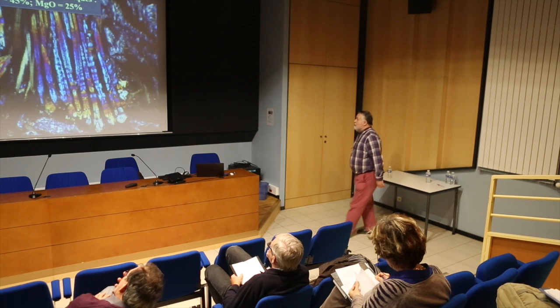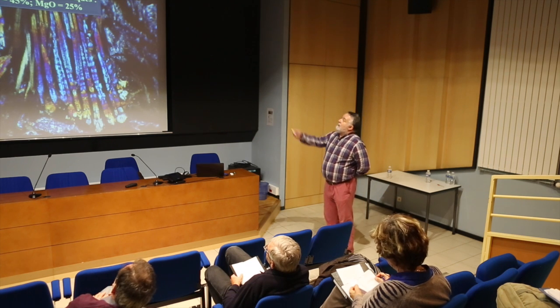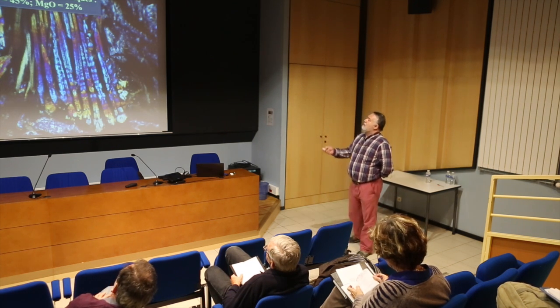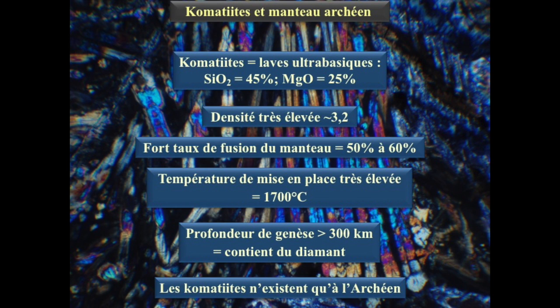Oh, okay. Sorry, this is in French. I will translate. Komatiites are ultramafic lavas, so the silica content is quite low and the magnesium content is high. The density is very high, and if you took a sample in your hand yesterday, you have seen that the density of these rocks is very high. It's about 3.2. They come from a high degree of melting of the mantle, more than 50%, 50 to 60%, while today the basalts in mid-oceanic ridges or basalts in hotspots are generally produced by 20 to 30% melting of the mantle. Here the degree of melting is by far greater.